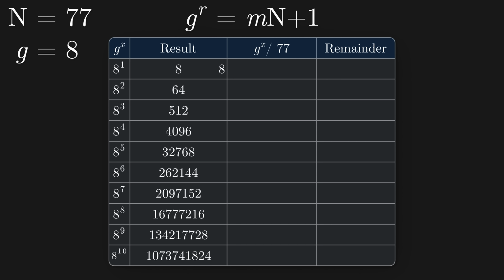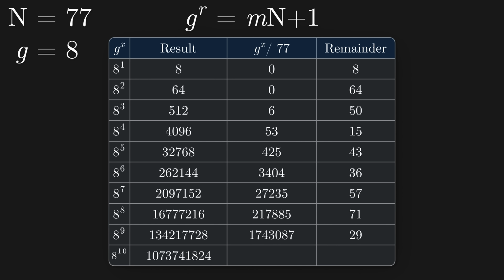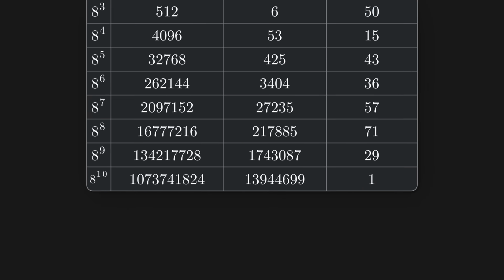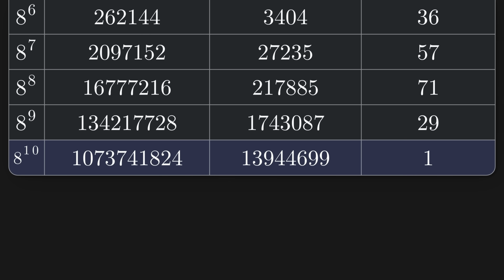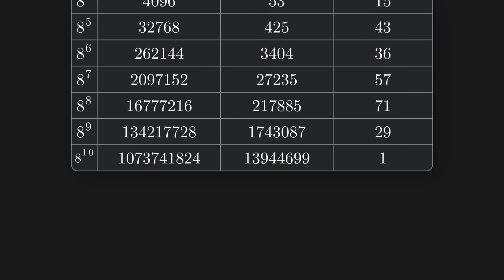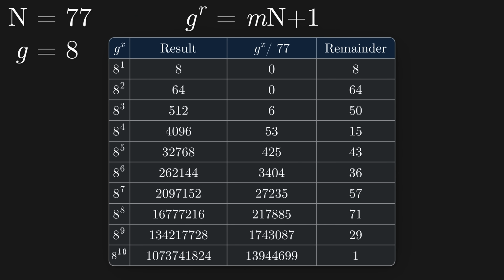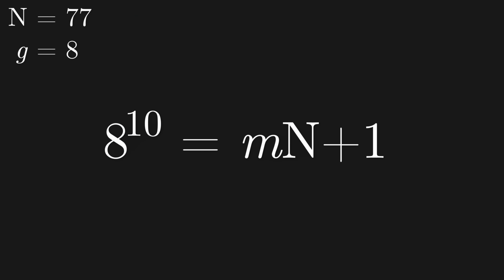So 8 divided by 77 is 0 with a remainder of 8. 64 divided by 77 is 0, remainder 64. 512 divided by 77 is 6, remainder 50. And as we keep going, we get remainders of 15, 43, 36, 57, 71, 29, and finally, 1. So there we have it. 8 to the power of 10 is 1 more than a multiple of 77. So we've found the exponent r that satisfies this equation.